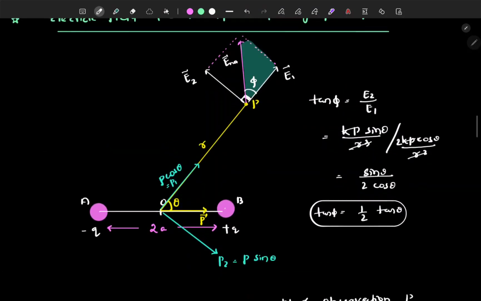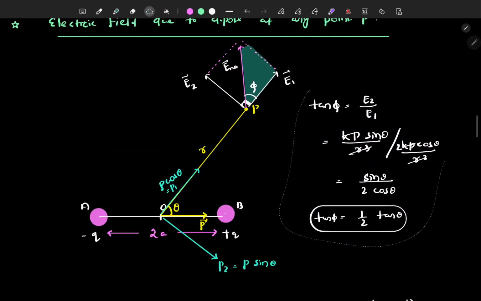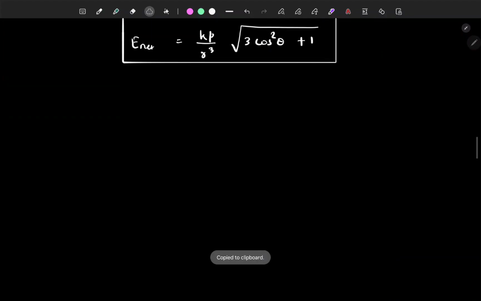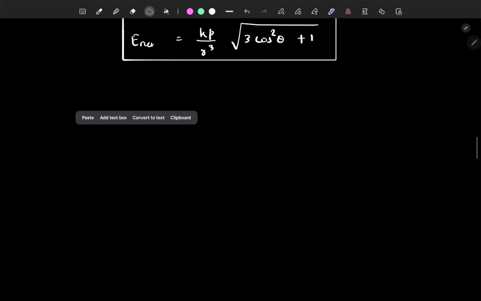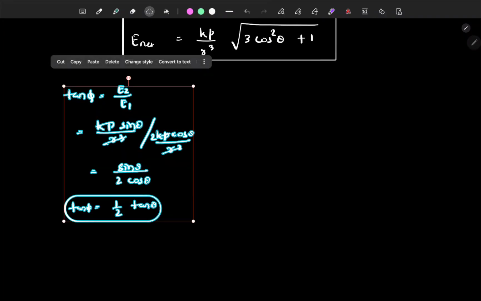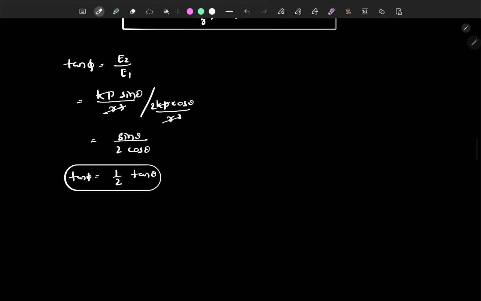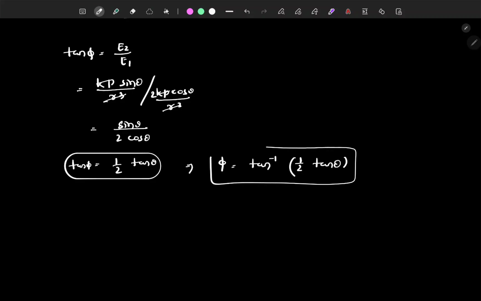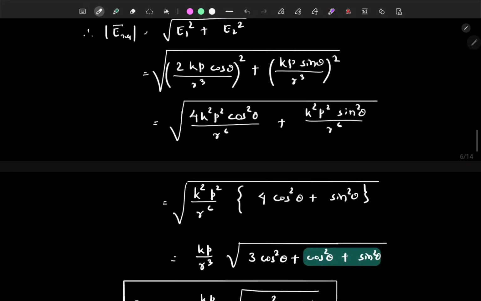And the direction part: we have already seen the tan phi result. For direction, tan phi is equal to half tan theta, which implies phi is equal to tan inverse half tan theta. So always remember this.